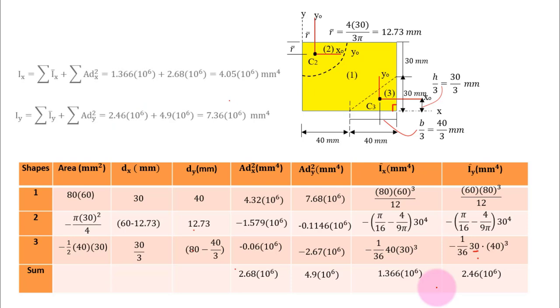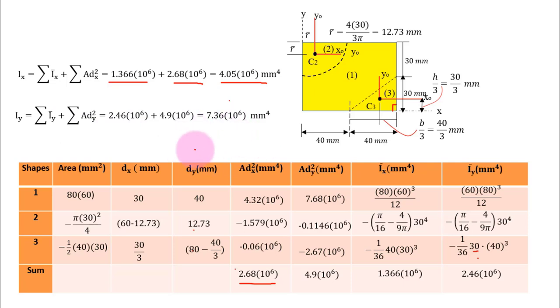Finally, using the parallel axis theorem, Ix equals the summation of I bar x plus the summation of A dx square. Substituting the values, summation of I bar x is 1.366 times 10 to the power of 6, and summation of A dx square is 2.68 times 10 to the power of 6. Therefore, Ix is 4.05 times 10 to the power of 6 mm to the power of 4. It is the same for y.